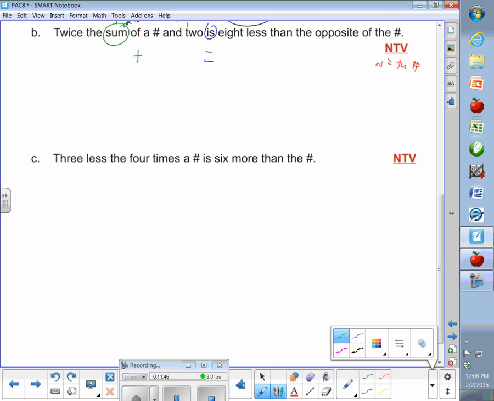This is a tricky one. You have to say twice the sum of a number and 2. Sam, you want to try it? So Sam is saying, let's see, I'm going to use red for twice. So Sam is saying 2n plus 2. Did we do twice the sum of a number and 2?